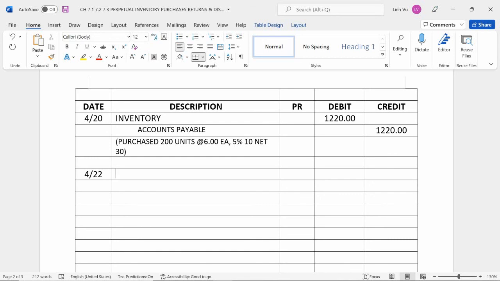Okay, so in this case, they sent me the wrong product for 25 of them, and I'm willing to accept a 20% discount. Accounts payable and inventory. Good, accounts payable and inventory, right? We're going to take it out of inventory.